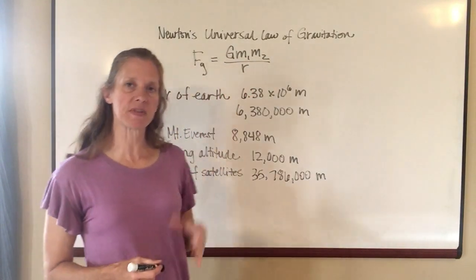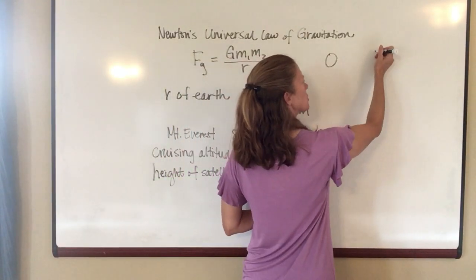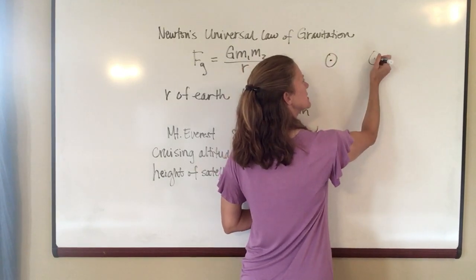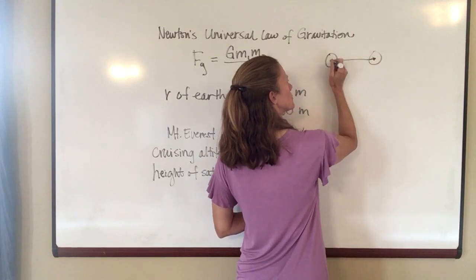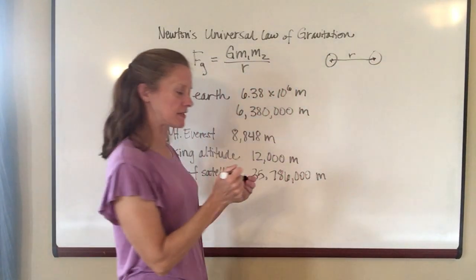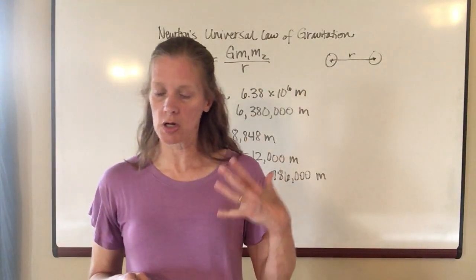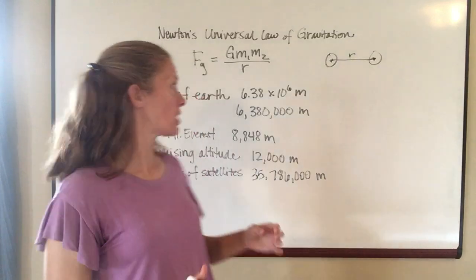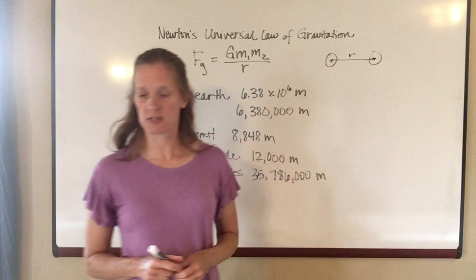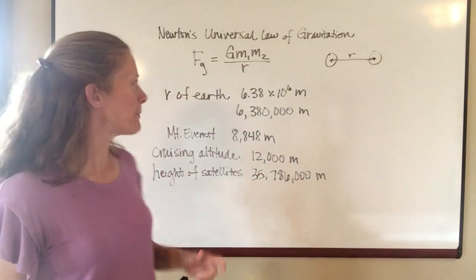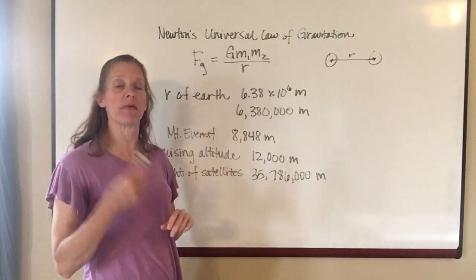Now, when we talk about the distance between the two objects, what we're talking about is if I have an object here and an object here, and this is the centers of the two objects, the distance that we're discussing in the equation is the distance between the centers of the two objects. If you've got two relatively small objects, then you're definitely going to need to include the distance between both of them. But what happens when one of these objects is very, very massive and the other one is not?